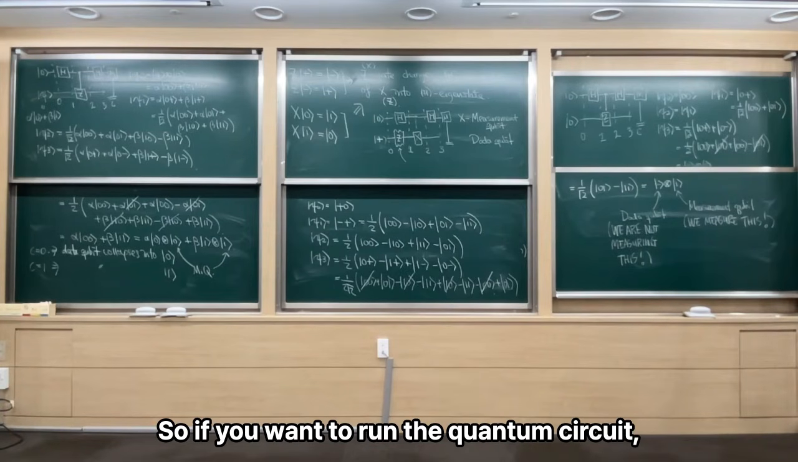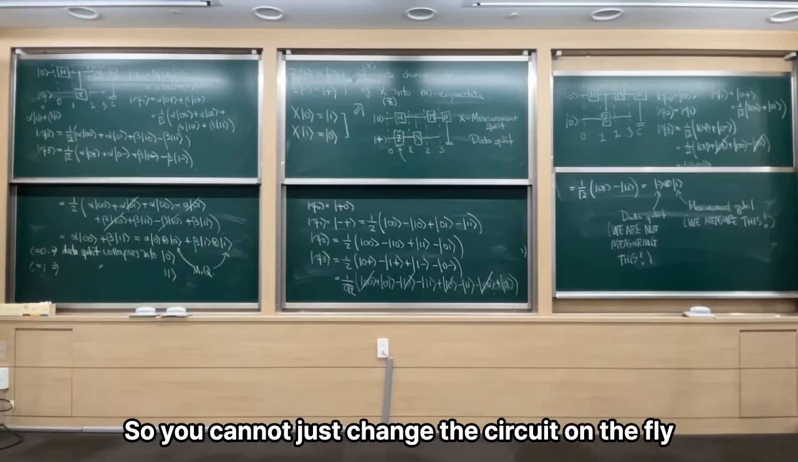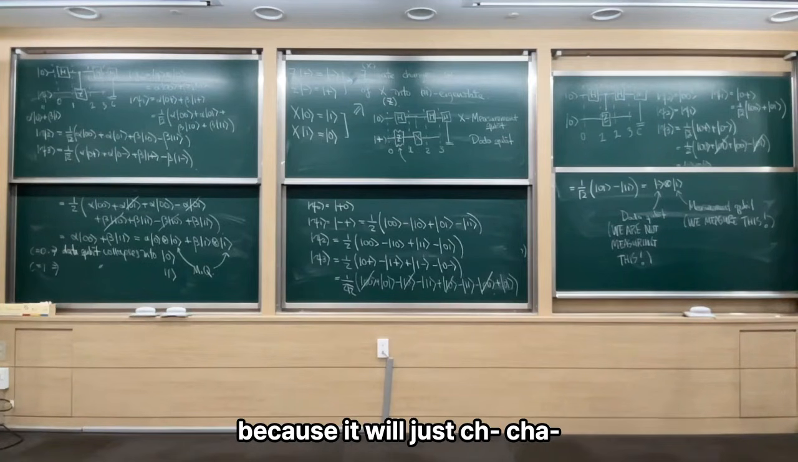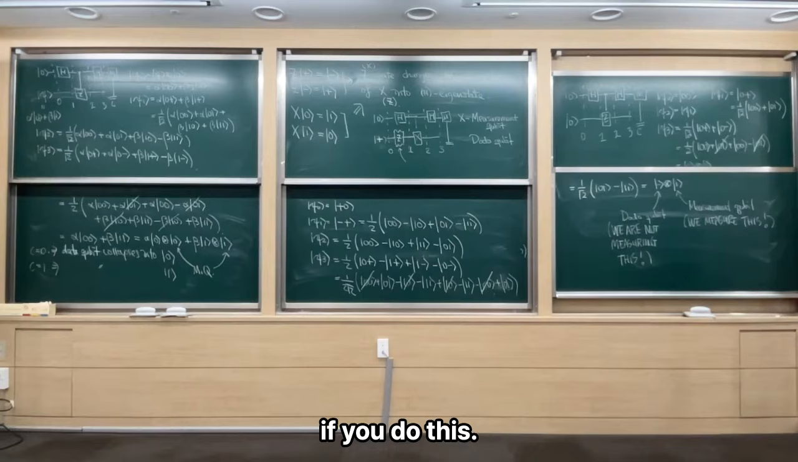So if you want to run the quantum circuit, then you have to set your quantum circuit all the way up to the end, right? So you cannot just change the circuit on the fly because it will just change. I mean, the whole information is just vaporized, no meaning at all if you do this.